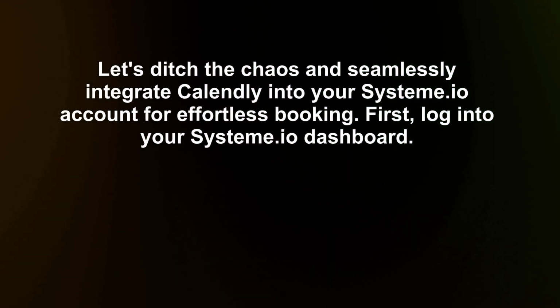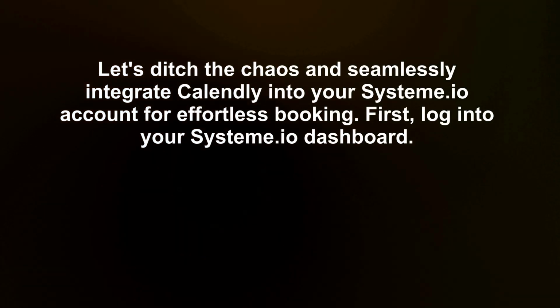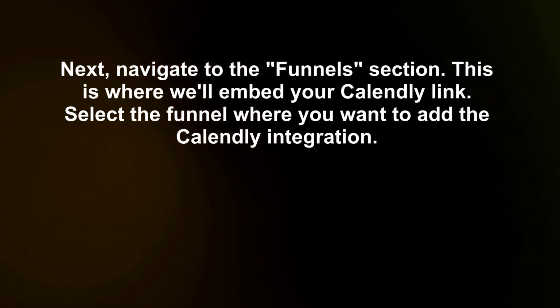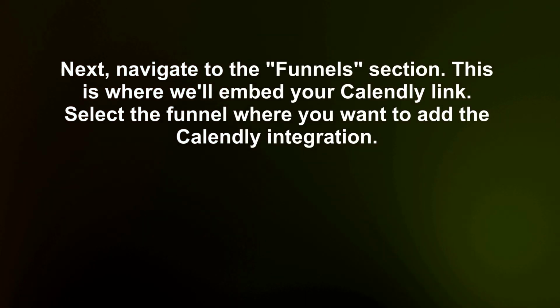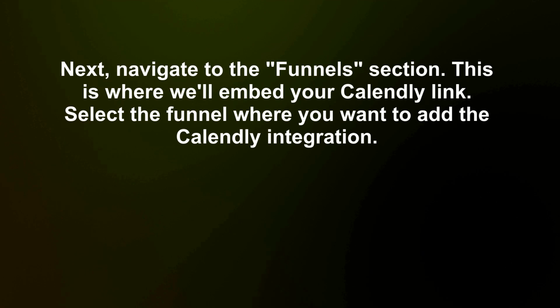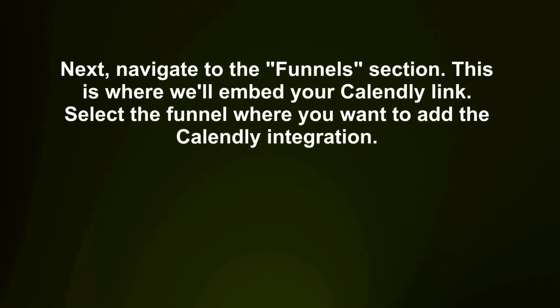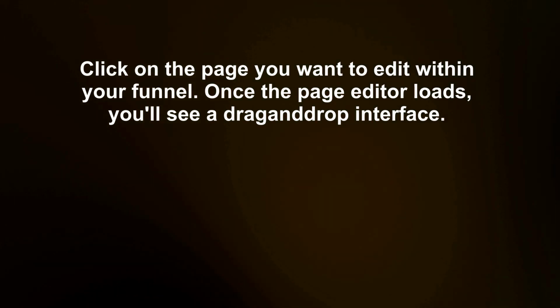First, log into your systeme.io dashboard. Next, navigate to the funnels section. This is where we'll embed your Calendly link. Select the funnel where you want to add the Calendly integration. Click on the page you want to edit within your funnel.